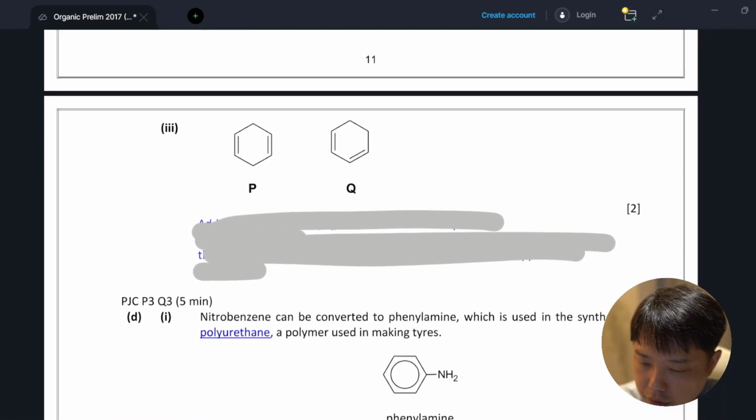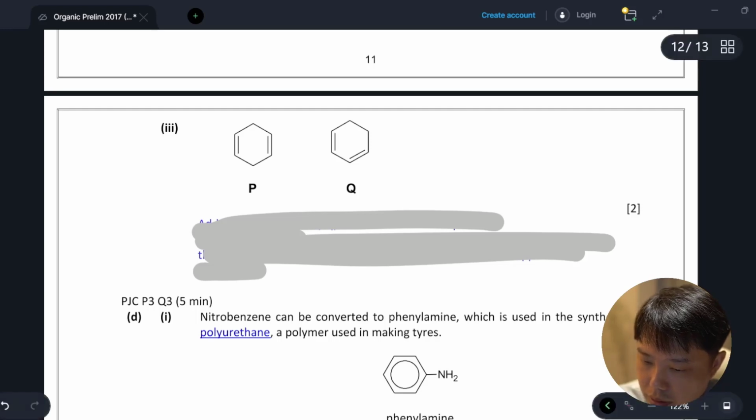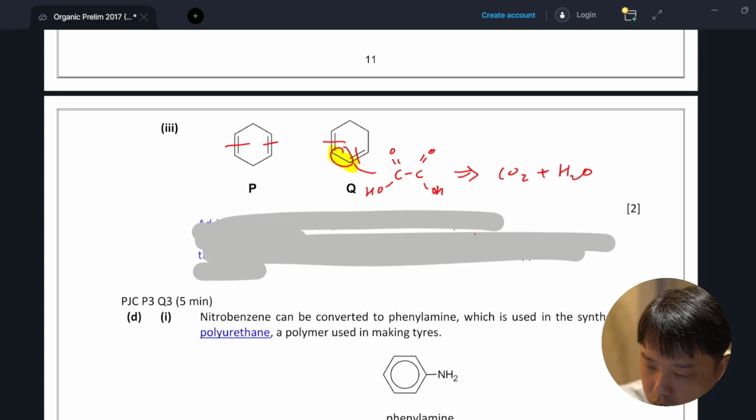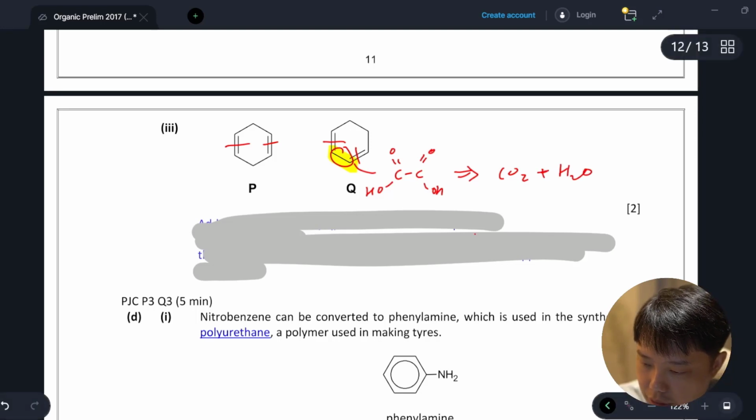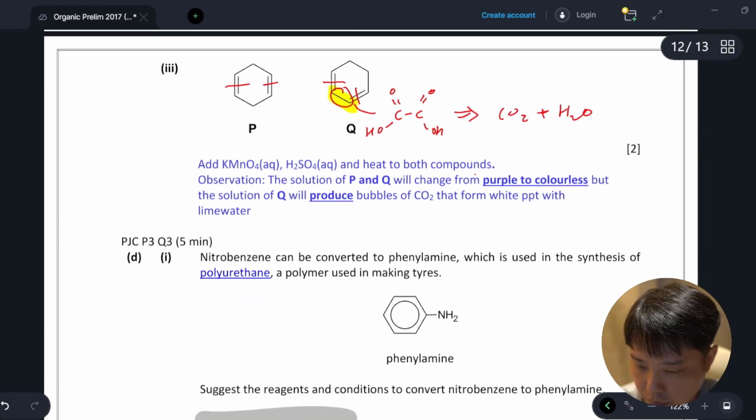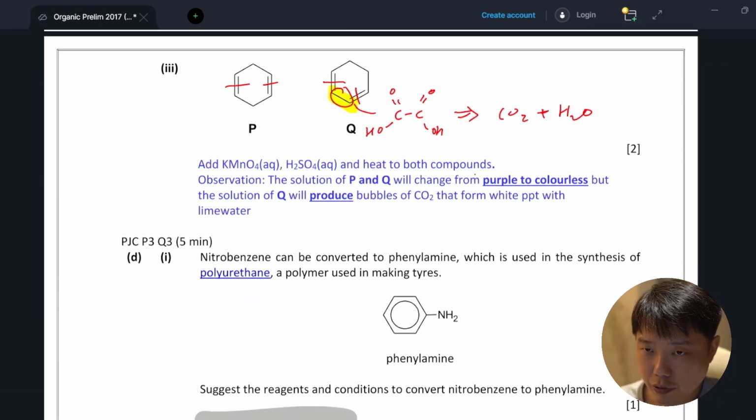Okay, the third part of this question, we see here there's a special structure which you can get if you apply hot acidified KMnO4, and then this part will become ethanedioic acid, which will then further oxidize to become CO2 plus H2O. So that will give you that effervescence, which turns lime water to a white precipitate. So much of this question is just recognizing that special structure that forms ethanedioic acid.